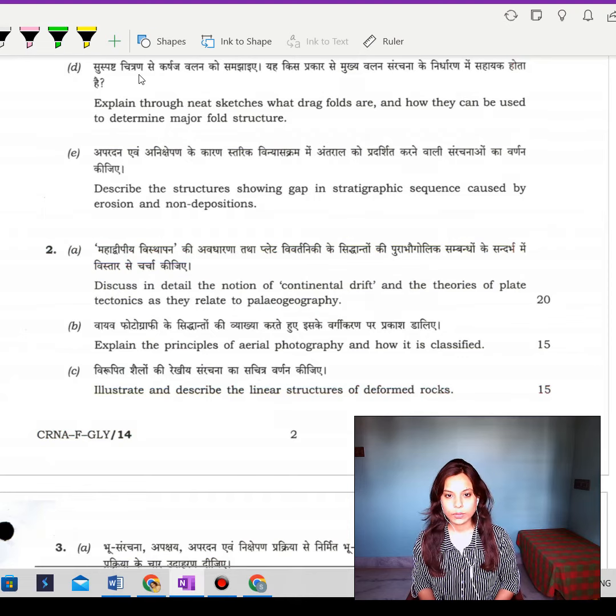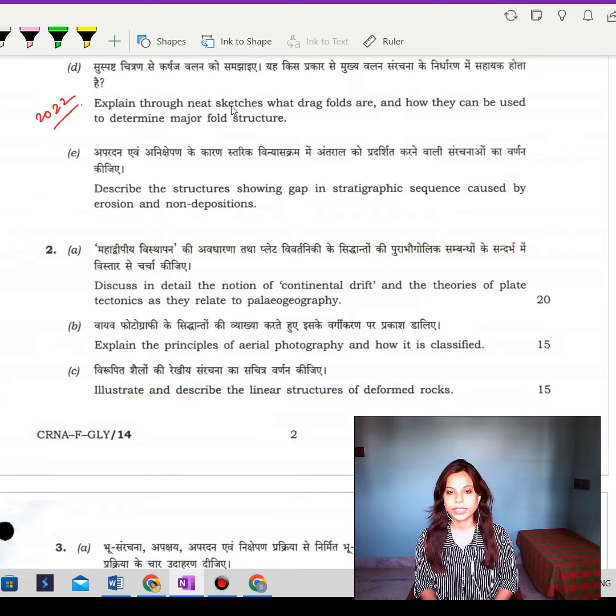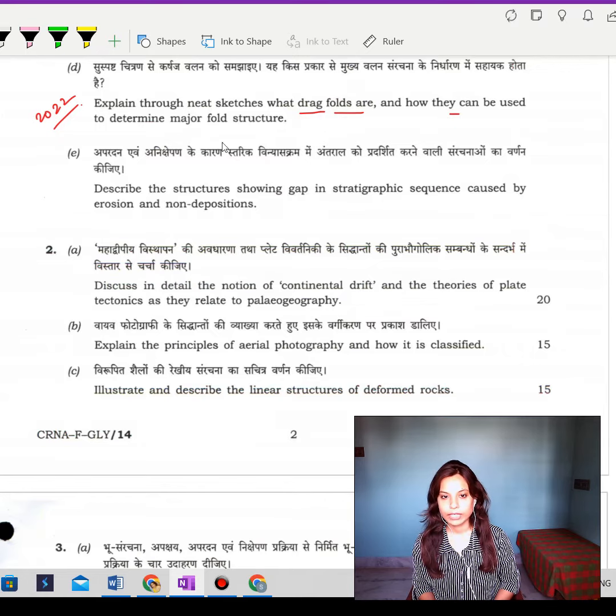Now in today's video, we are solving the 2022 question paper of Geology Civil Services Examination Mains. And here is the question: what are drag folds and how can they be used to determine the major fold structure?